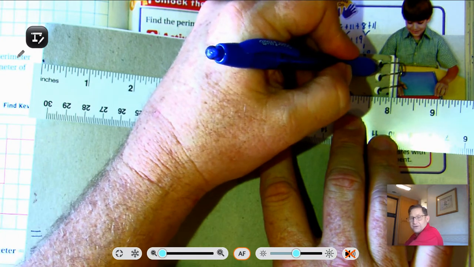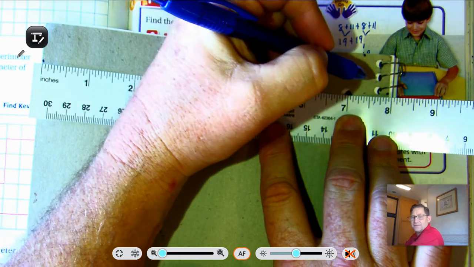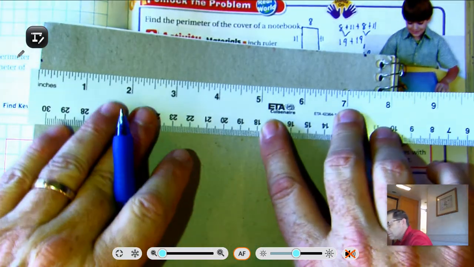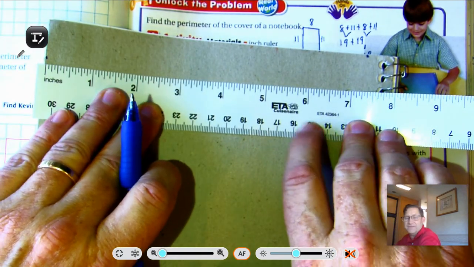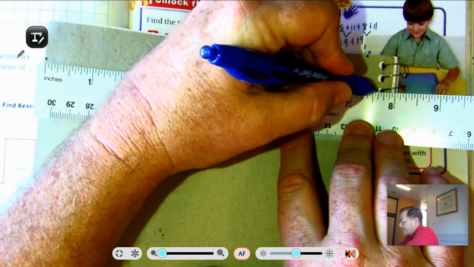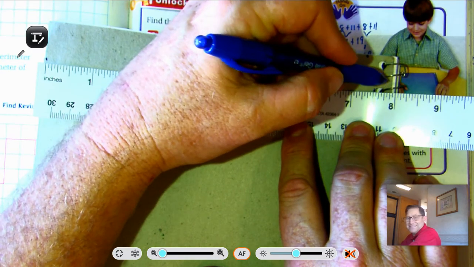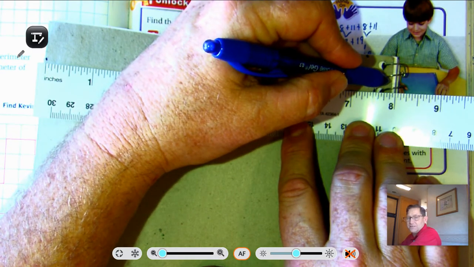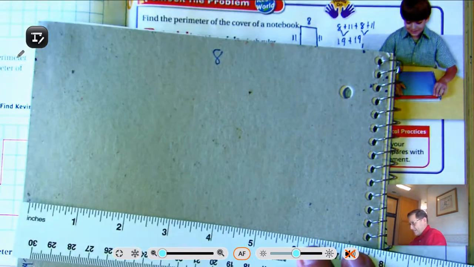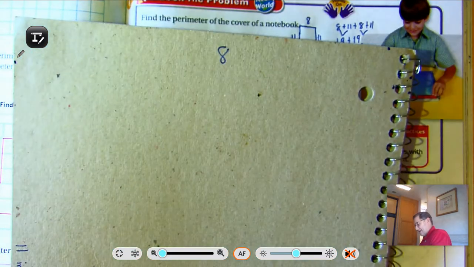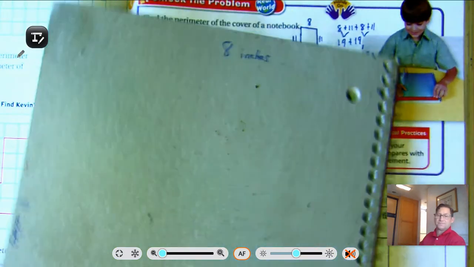If we go to just here at the edge of the circles, it's still 7.5. Well, actually, it's a little past 7.5. It would be right here for a measure to the side of the 0, to the hole, and it would be almost exactly 8 if I went all the way to the edge of the cardboard. So we're going to say that that's 8, no matter what. So I'm saying that it's 8 inches by 11 inches.